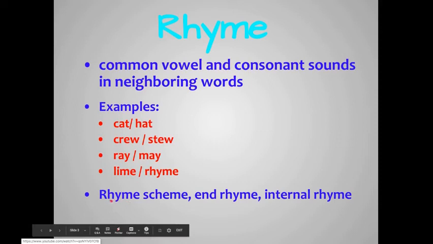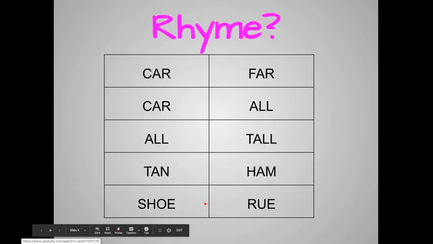A rhyme scheme is done by labeling the letters with the end rhyme of each line in a poem. And I showed you that yesterday, and we will practice that a little bit more. And then there's also internal rhyme, which occurs within a line as opposed to being at the end of the line.